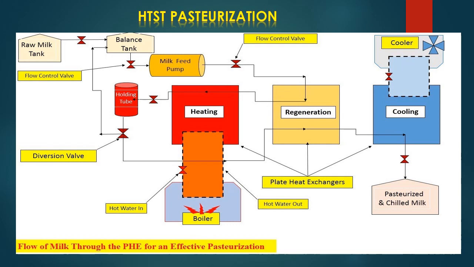Here it will lose the heat and the cold milk will receive that heat. After that it goes for final cooling into the cooling section, that is the blue color square, and finally it goes to the pasteurized milk storage, from which it goes for packaging and then distribution. So this is the brief flow of the operation for HTST, whose details I am going to discuss later.